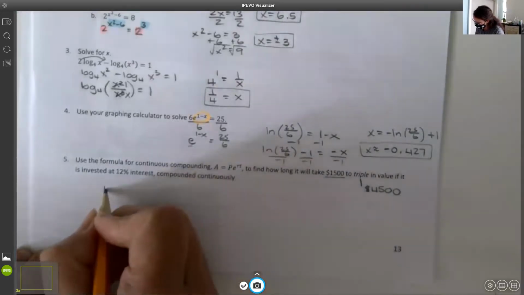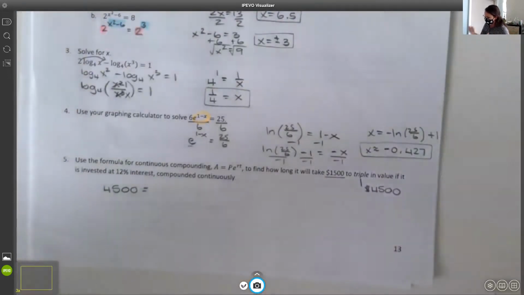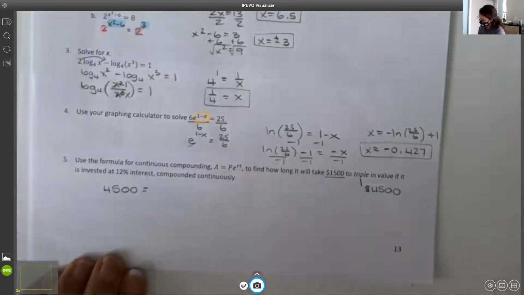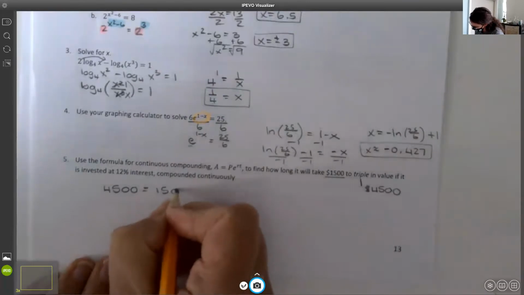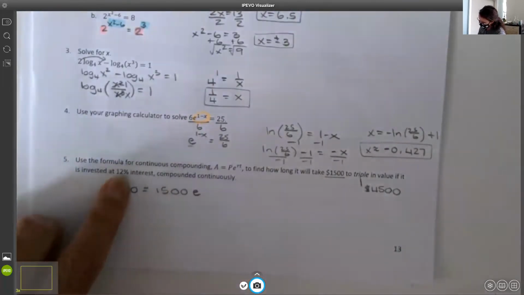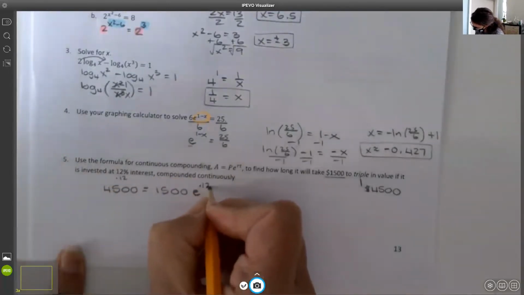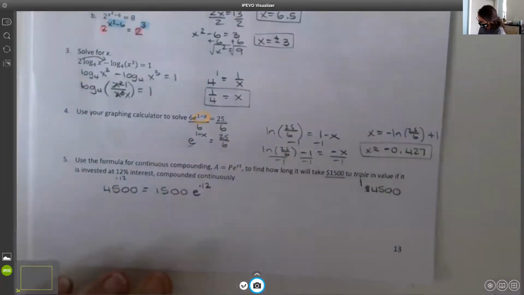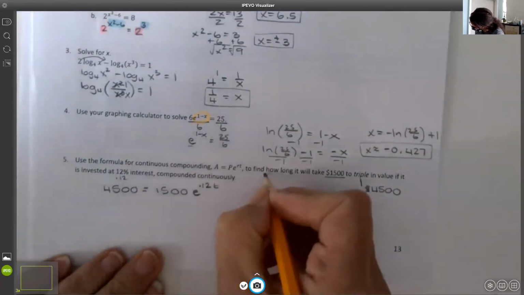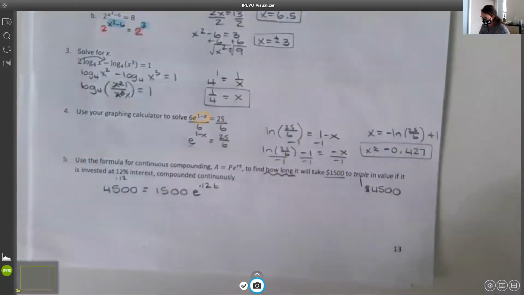So I'm going to put that in for the A. That's the amount that I'm going to get. My P is my principal. That's what I start with, which is 1,500. And then my rate is 12%. I want to write that as a decimal, so I'm going to write 0.12. And then my time, that's what I'm trying to figure out. It's asking me how long it's going to take. So here's my equation. Now I want to solve it.